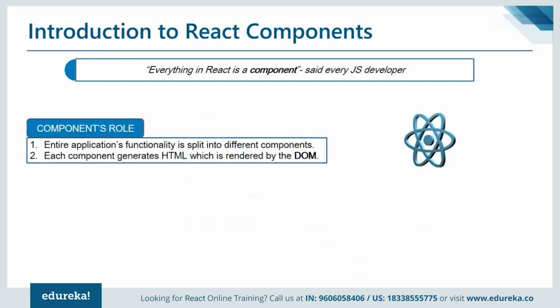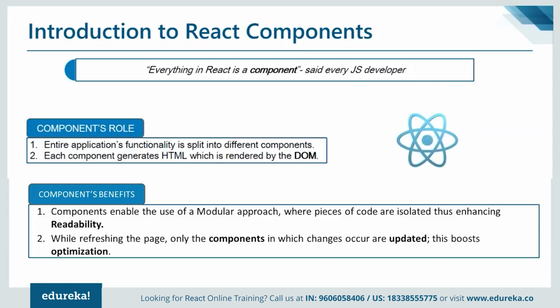Everything in React is a component. Components let you split the UI into independent and reusable pieces, and we can think about each piece in isolation. Each piece or each component in React works in isolation altogether. Conceptually, components are like JavaScript functions. They accept arbitrary inputs, and those inputs are called props in React. And they return React elements describing what should appear on the screen. Each component basically generates HTML which is rendered by the DOM, and DOM here is Document Object Model.